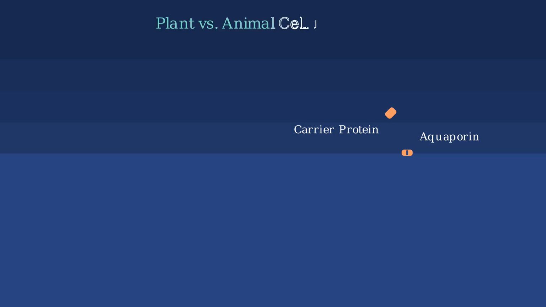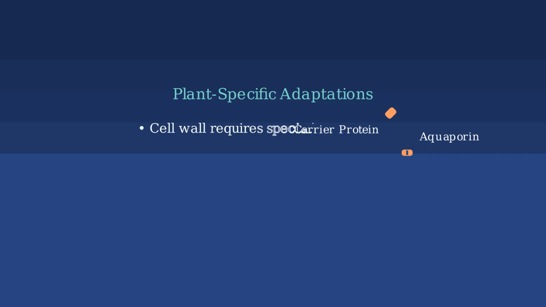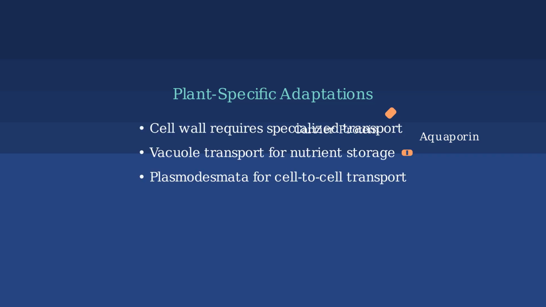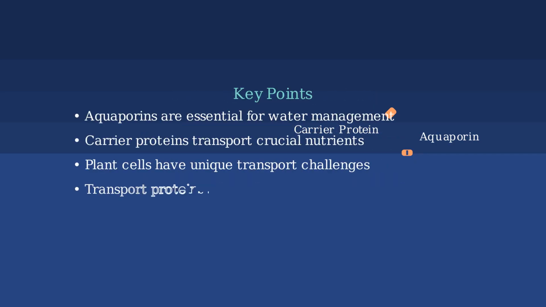Let's compare facilitated diffusion in plant versus animal cells. Plant cells have unique adaptations for facilitated diffusion. They require transport across cell walls, use vacuoles for storage, and employ plasmodesmata for cell-to-cell transport. To summarize, plant cells rely on facilitated diffusion for water and nutrient transport through specialized proteins. Despite structural differences from animal cells, they share similar transport protein mechanisms while addressing plant-specific requirements.